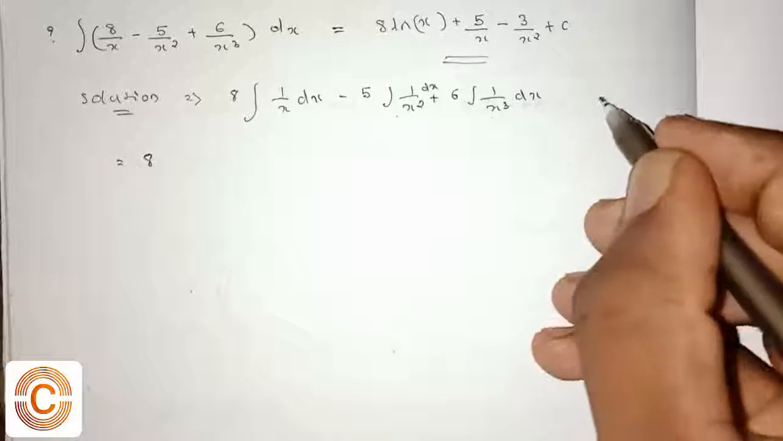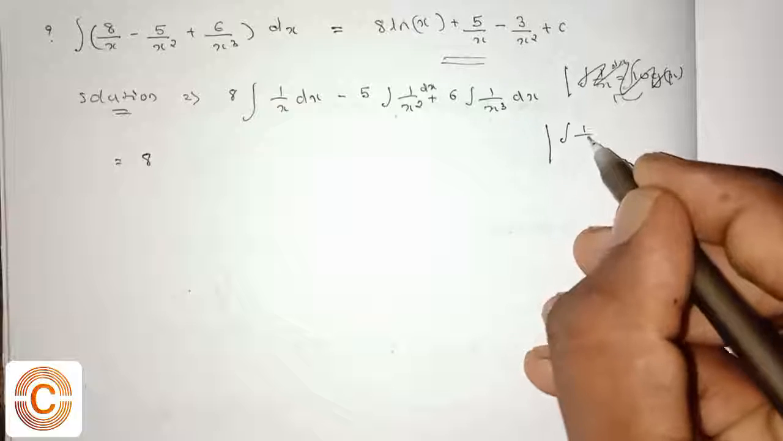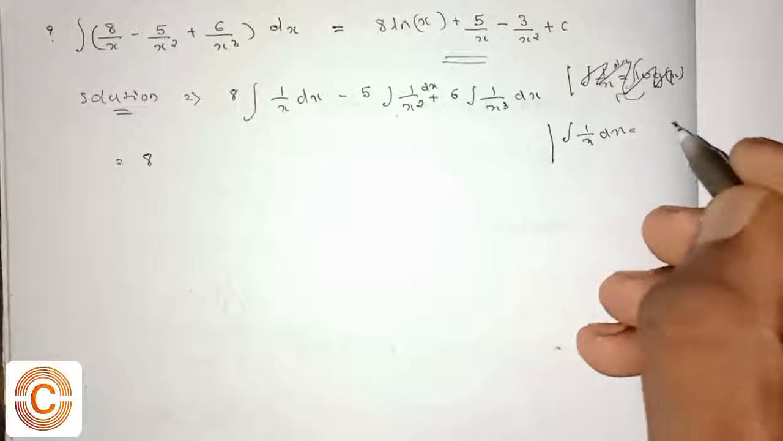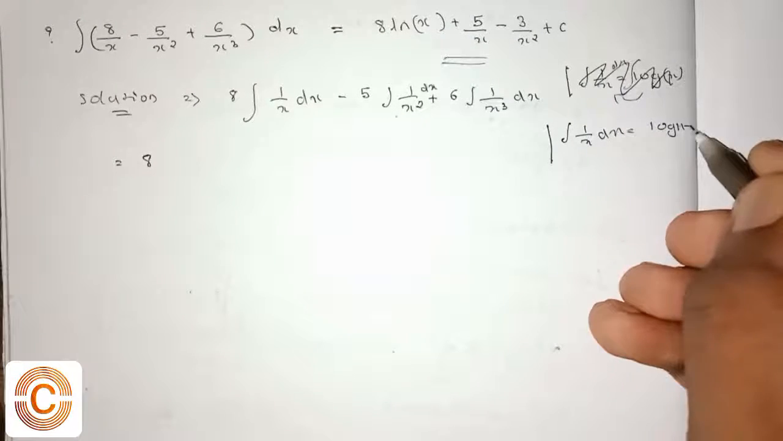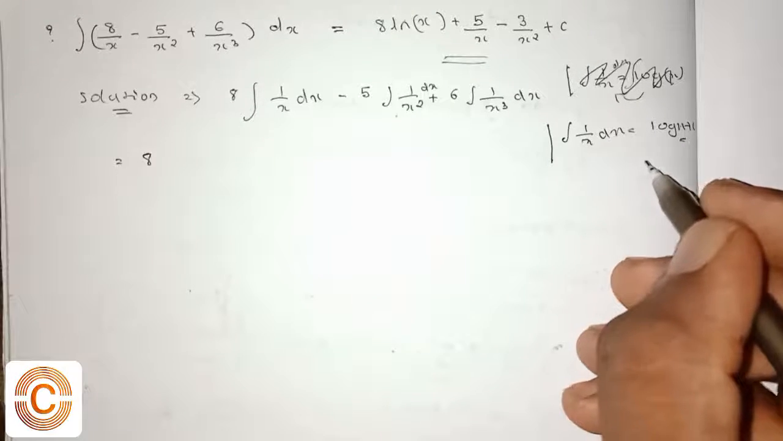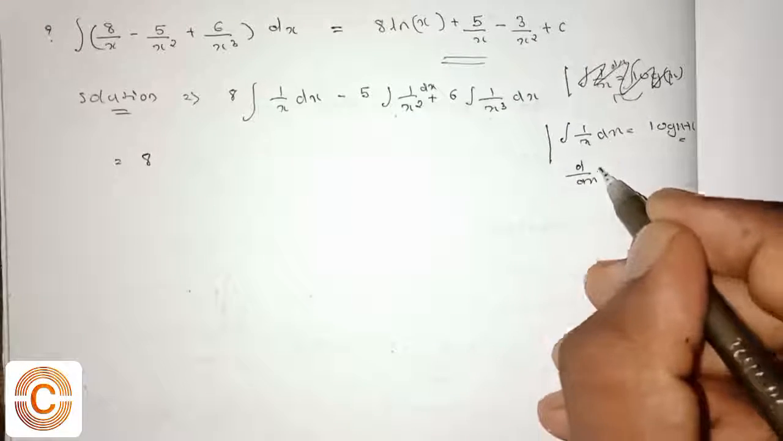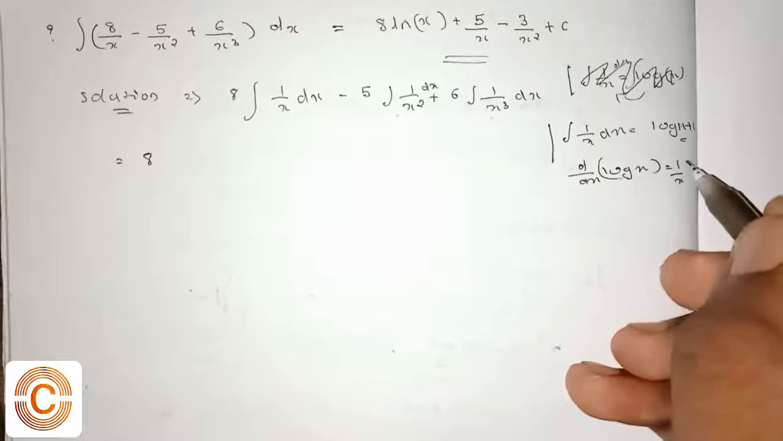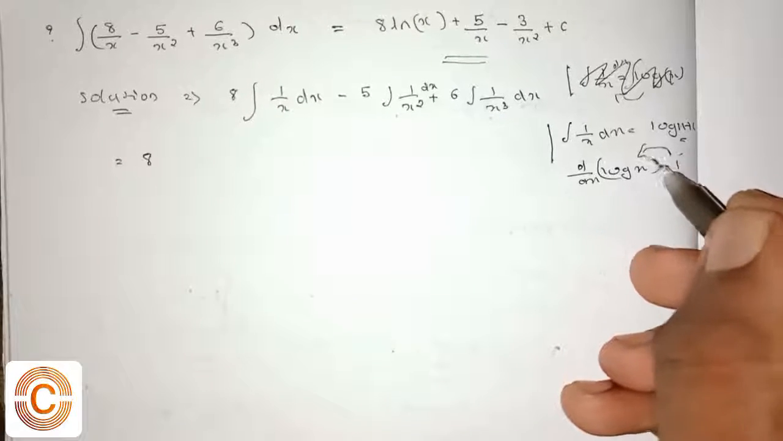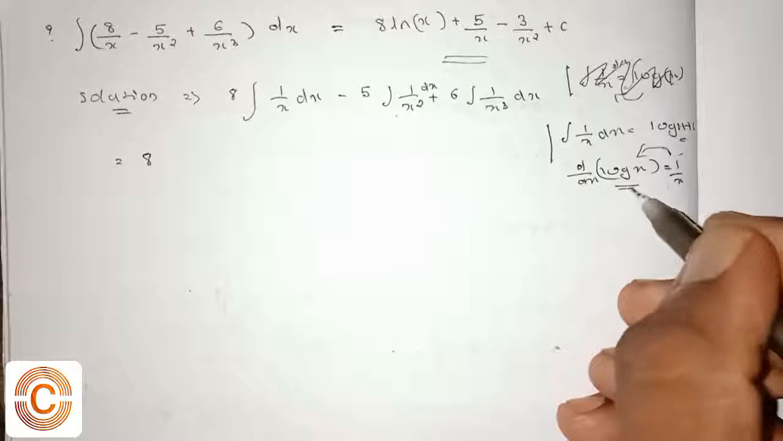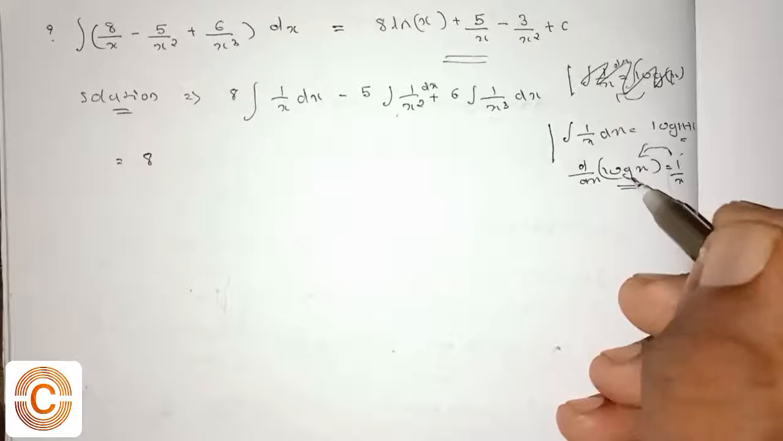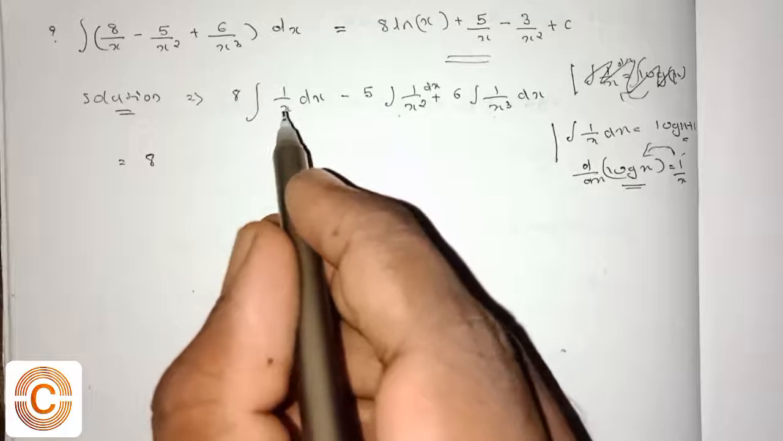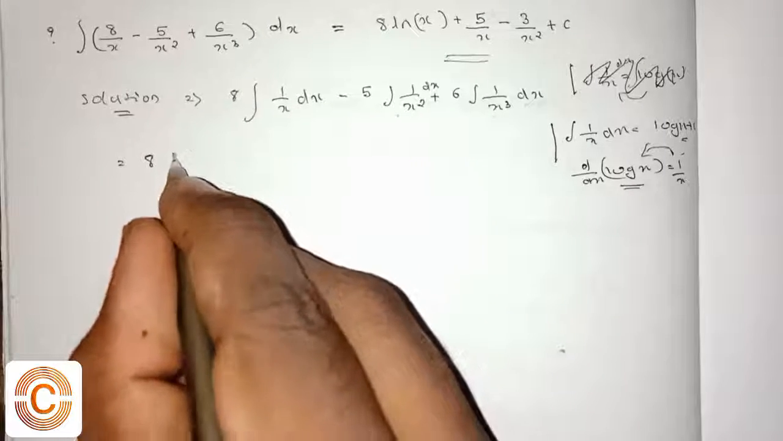So note here that integral of 1 by x dx is equal to log x plus c. This is due to the reason that we know d by dx of log x is equal to 1 by x. Then the opposite of this, 1 by x, is equal to log x, that is, the integral of 1 by x is equal to log x. So here we can put integral 1 by x dx equal to log x.